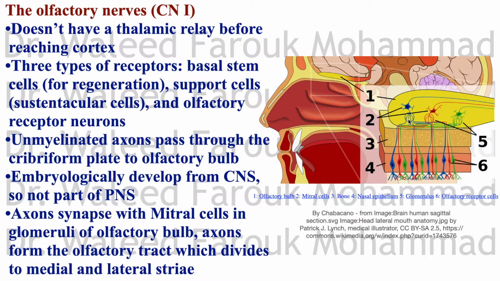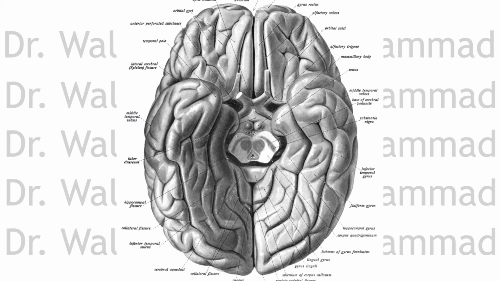And axons synapse with cells called the mitral cells in the form of glomeruli, as you can see here, of the olfactory bulb. Axons form the olfactory tract on its way to the olfactory cortex after dividing into medial and lateral stria. This is the olfactory tract. As you can see here, it's dividing into medial stria and lateral stria.